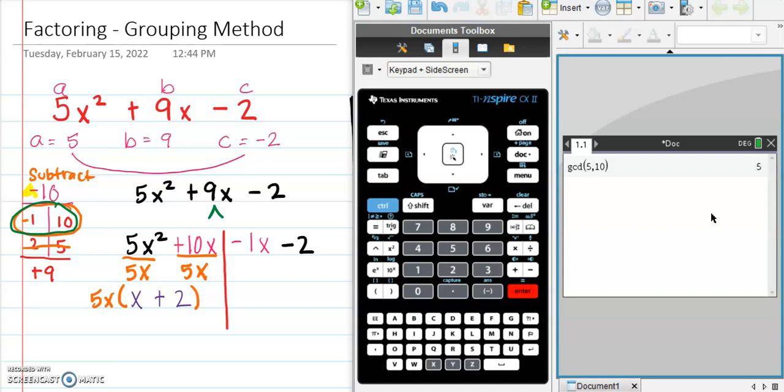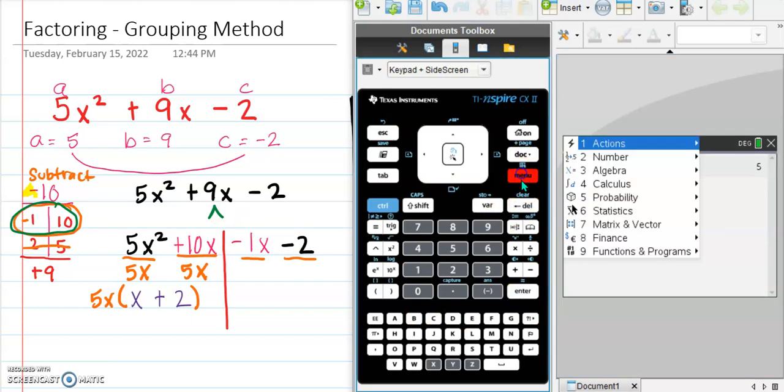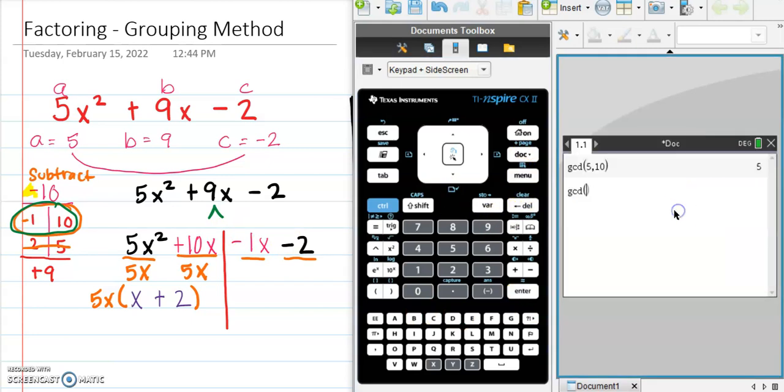Now we do the same thing with the second set. I'm going to go ahead and find what my greatest common factor is between -1x and -2. Again, if you're unsure about the numbers, put them in your calculator. Menu, number, greatest common divisor, 1, 2. You should see we get 1. Since my leading term is negative, it should be -1. They both don't have x's, so it's only the -1. All right, and our -1 goes out in front, and then parentheses. -1x divided by -1 is going to give me x. -2 divided by -1 gives me that +2.